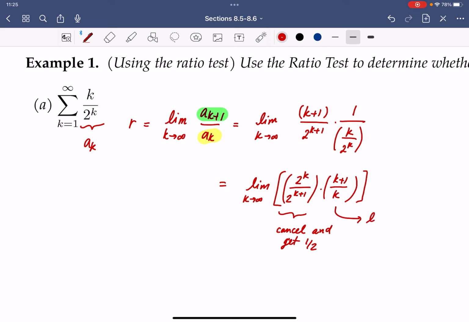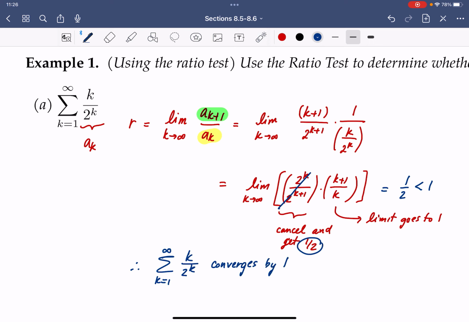That limit goes to 1. You can just take a note here: because this cancels out, you get 1/2, and that limit goes to 1. So here the answer is 1/2, which is less than 1, which means R is less than 1, so the series is convergent. Very simple. The series is convergent by the ratio test.